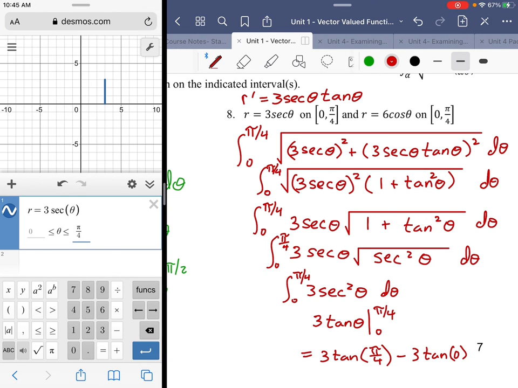Tangent of 0 is 0. Tangent of pi over 4 is 1. So 3 times 1 minus 3 times 0 is just going to be a 3. Which is consistent with the length of that quote-unquote arc. When you're talking about arc length of something that is a straight line, you're just talking about the length of that line.